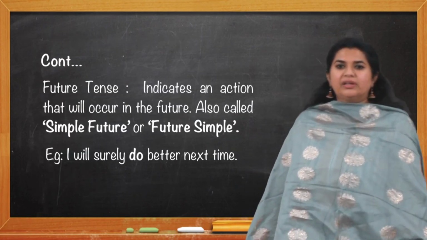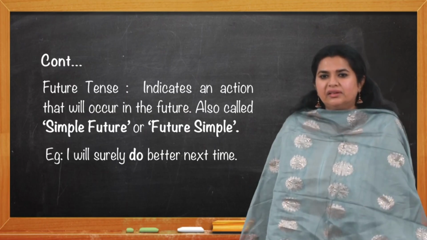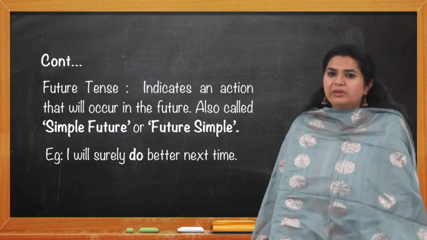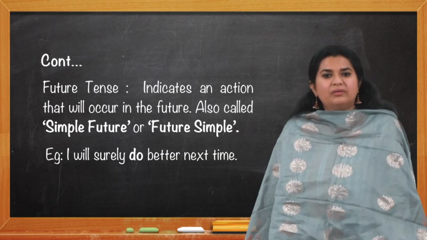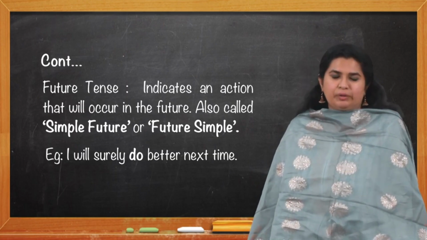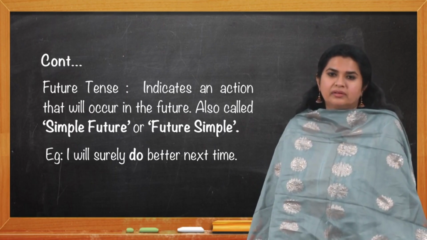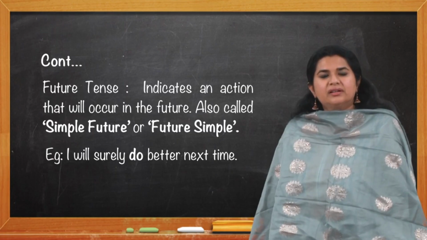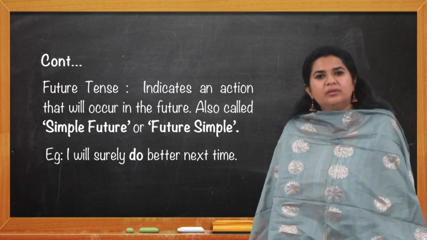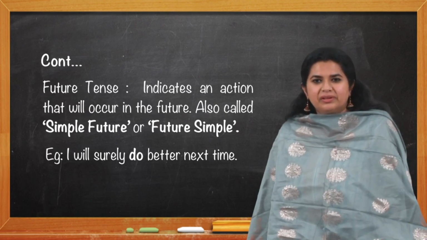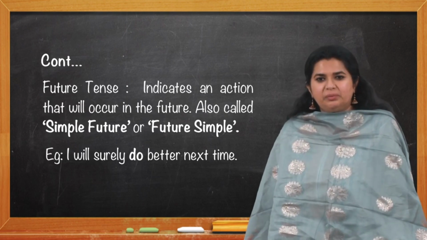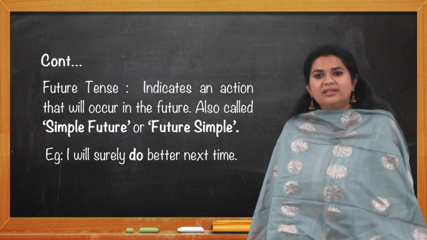Future tense indicates an action that will occur in the future, also called simple future or future simple. An example is, I will surely do better next time. Next year, there will be more students enrolled for all the NPTEL courses. So, this is future and we predict something. So, next year and will.